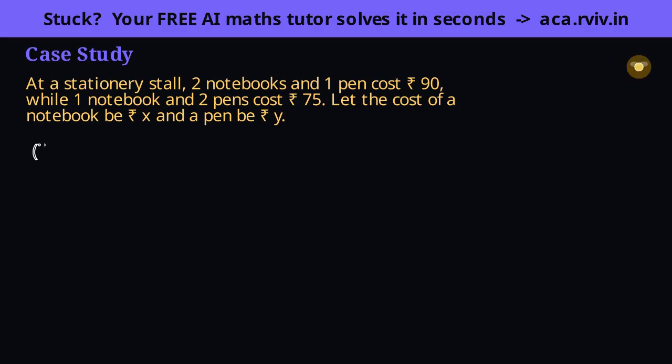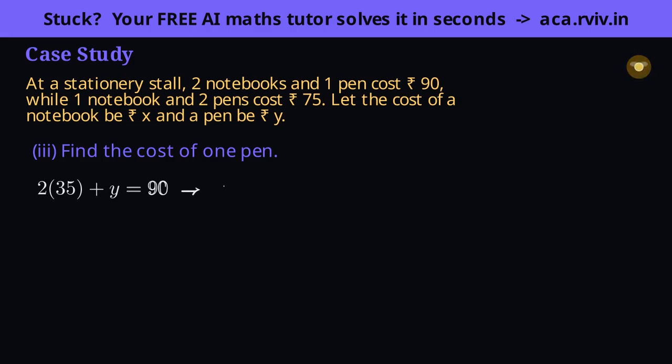With x already known, don't start over, just back substitute the notebook cost into either original equation. Reusing the earlier result is the efficient move. Put x equals 35 into the first equation, 70 plus y equals 90, so a pen costs 20 rupees. Quick check with the other combo, 35 plus 2 times 20 is 35 plus 40, 75, exactly right.